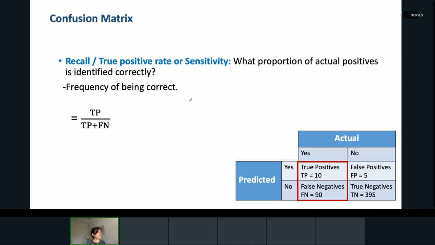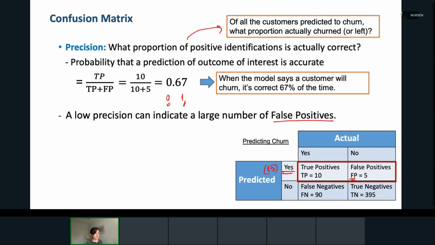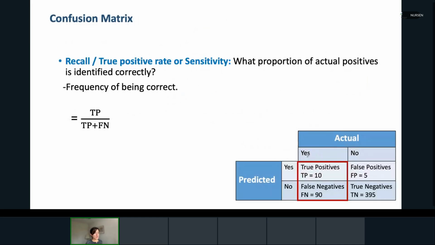The other measure is recall. Now in the recall, if I go back, in the precision, we focus on our yes predictions. As you see, we focus on the row here. In the recall, we actually focus on actual churn cases.